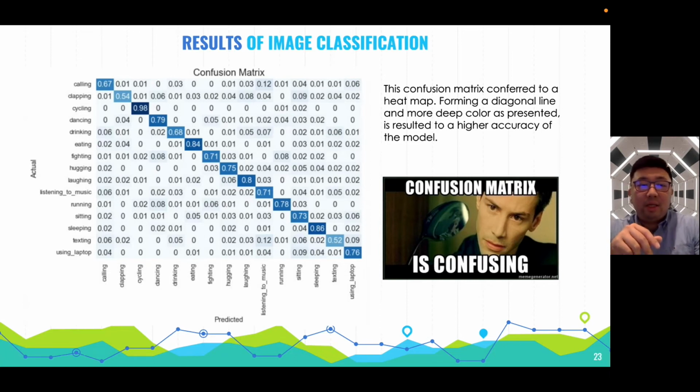And what we can see here, at a glance, is that the deep color boxes are forming a diagonal line from top left to bottom right. It actually means that our model can generate a reasonable amount of true positive results. So this is a good sign. For example, for cycling, the actual image is on Y and the predicted label is on X. What we have for cycling is 98% accuracy, which means that our model can predict 98% of the cycling images correctly to the cycling label.